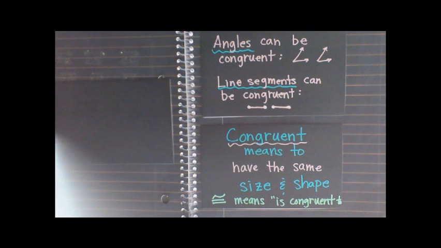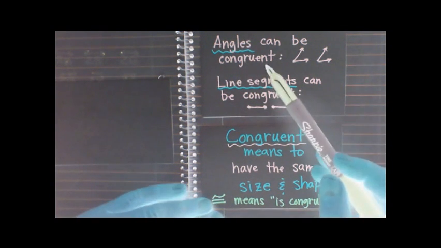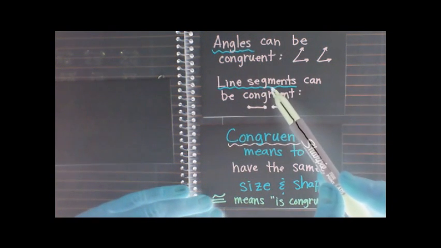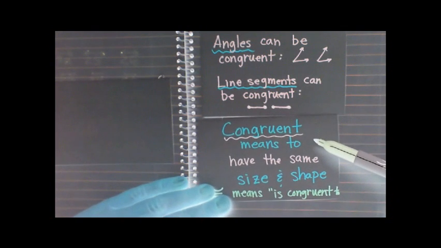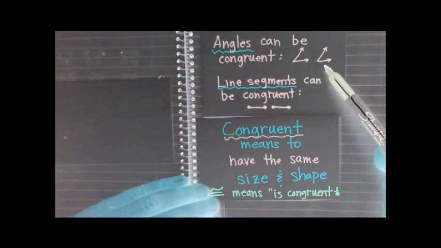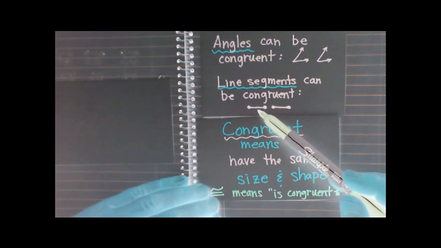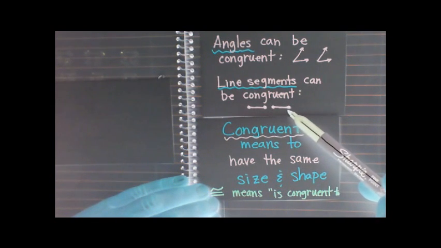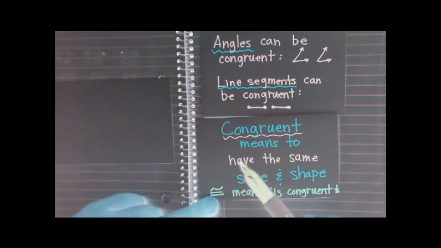In geometry, you'll hear the word congruent a lot. Angles can be congruent, line segments can be congruent. Well, congruent means that you have the same size and shape. So these two angles have the same size and the same shape, so they are congruent. These two line segments have the same size and same shape, so they are congruent.